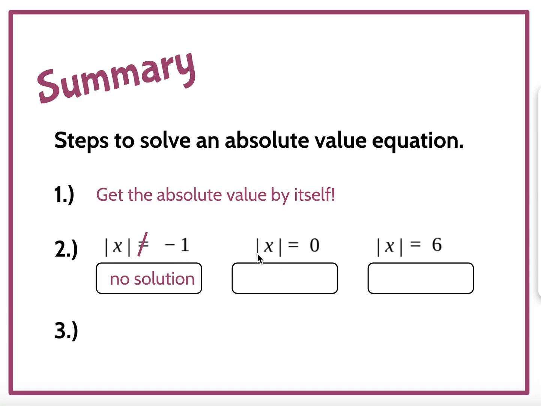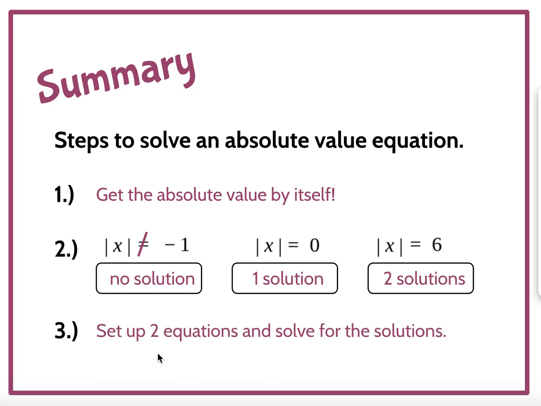Now, what happens if you isolate the absolute value and it says it's equal to 0? There's only going to be one solution. Just pull it out one time and you've got one solution. But if you get the absolute value by itself and it says it's equal to anything that's a positive number, like 6, for example, that tells you you're going to have 2 solutions. So you circle it, pull it out twice. In most cases, you're going to get 2 solutions. So for step 3, in most cases, you will be setting up 2 equations to solve for the solutions, because these 2 other cases are pretty special.